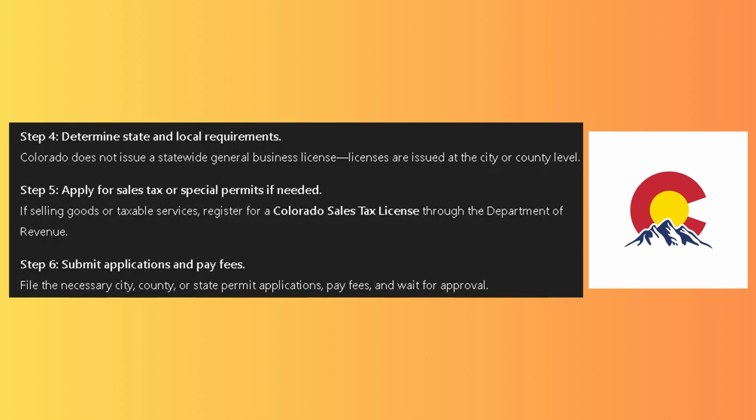Determine state and local requirements. Colorado does not issue a statewide general business license. Licenses are issued at the city or county level. Apply for sales tax or special permits if you need to.